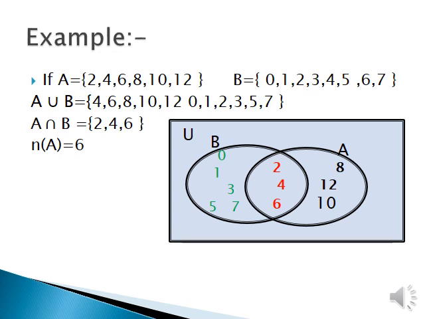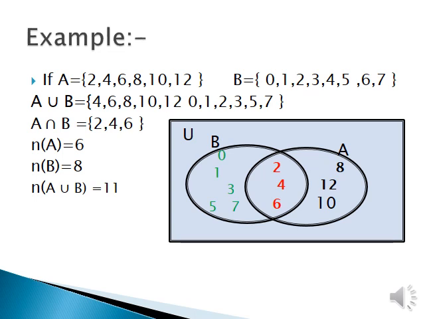From this we'll write the number of elements: n of A equals 6. Similarly for n of B, the elements are 8. Therefore, we have written n of B equals 8. Now in a similar way for A union B also, just count the elements and we'll write n of A union B equals 11.